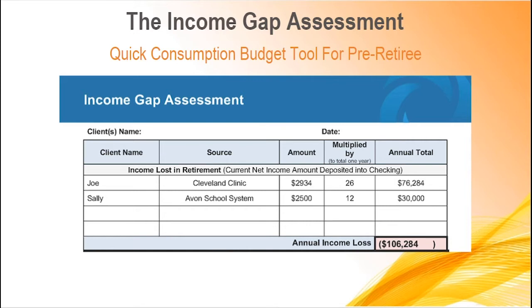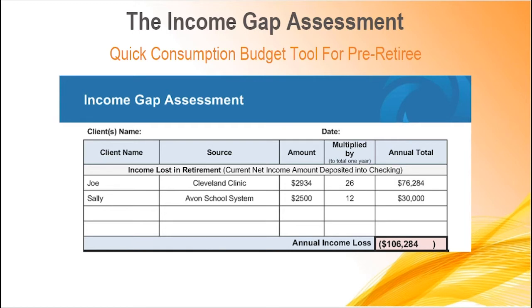And so down at the bottom in that lightly shaded red color, you can see annual income lost. The annual income lost is $106,284. Now, why is that an annual income loss?